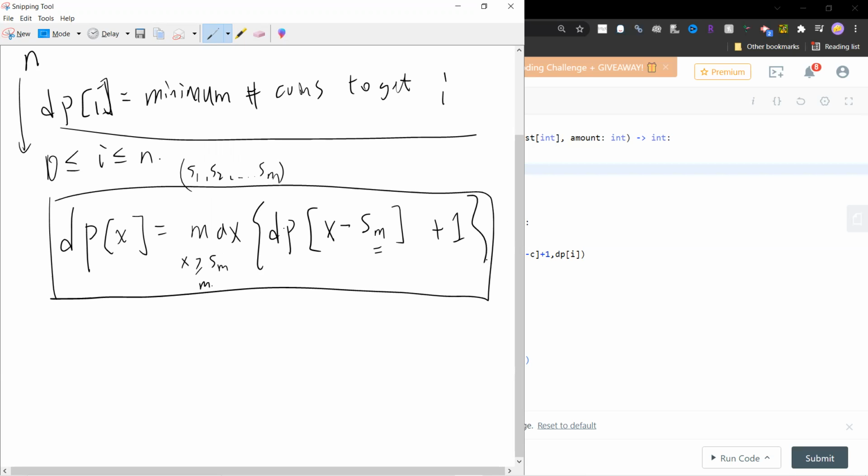Okay, so this is just the dynamic programming equation. For each coin which is less than or equal to your amount x, you just compute dp[x - sm] plus 1. And you need to initialize dp[0] to be 0. Okay, so that's it. This is your dynamic programming equation. So you can initialize your DP array from 0 to n, and now you just iterate this equation.